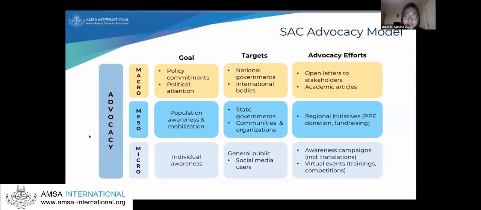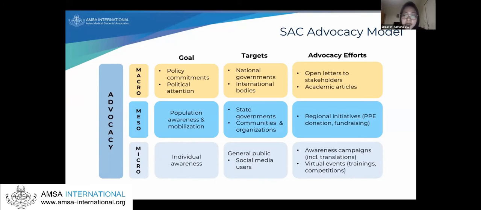So this is our model. We are trying to address not only the micro level or individual awareness, but also meso level and macro level interventions. So in micro level, we are doing awareness campaigns, which includes translated materials. And we also conducted several virtual events like trainings and competitions for increasing population awareness and mobilization.